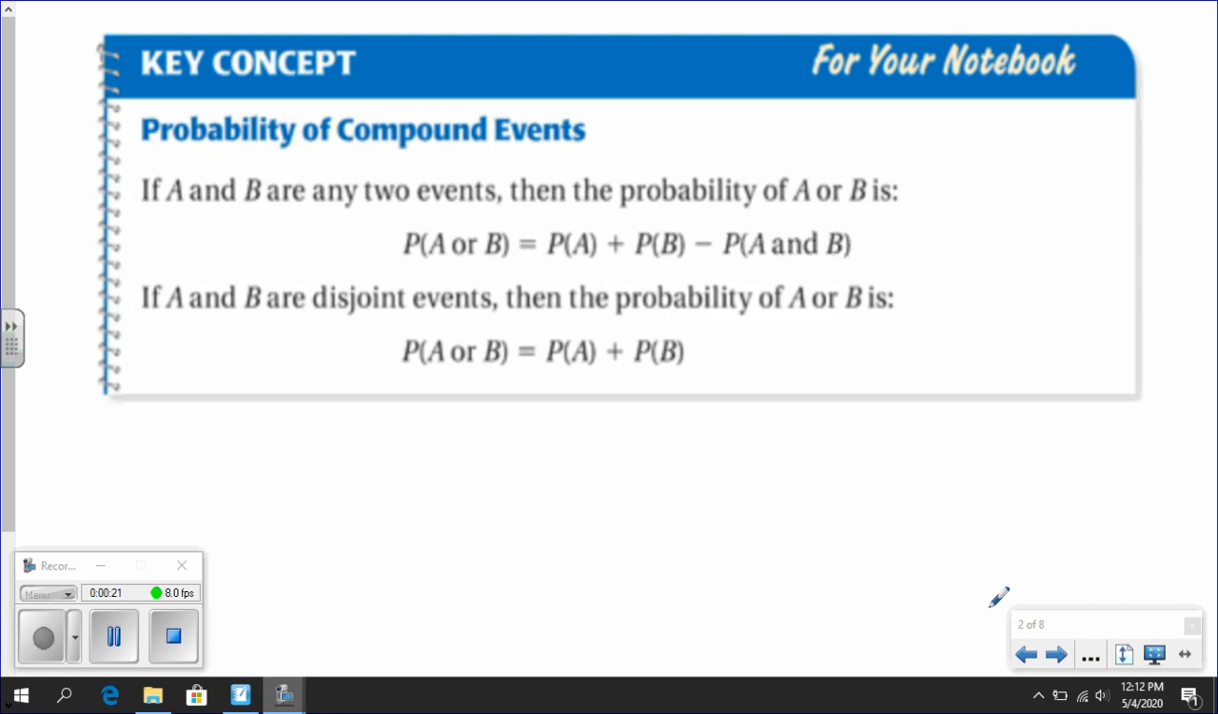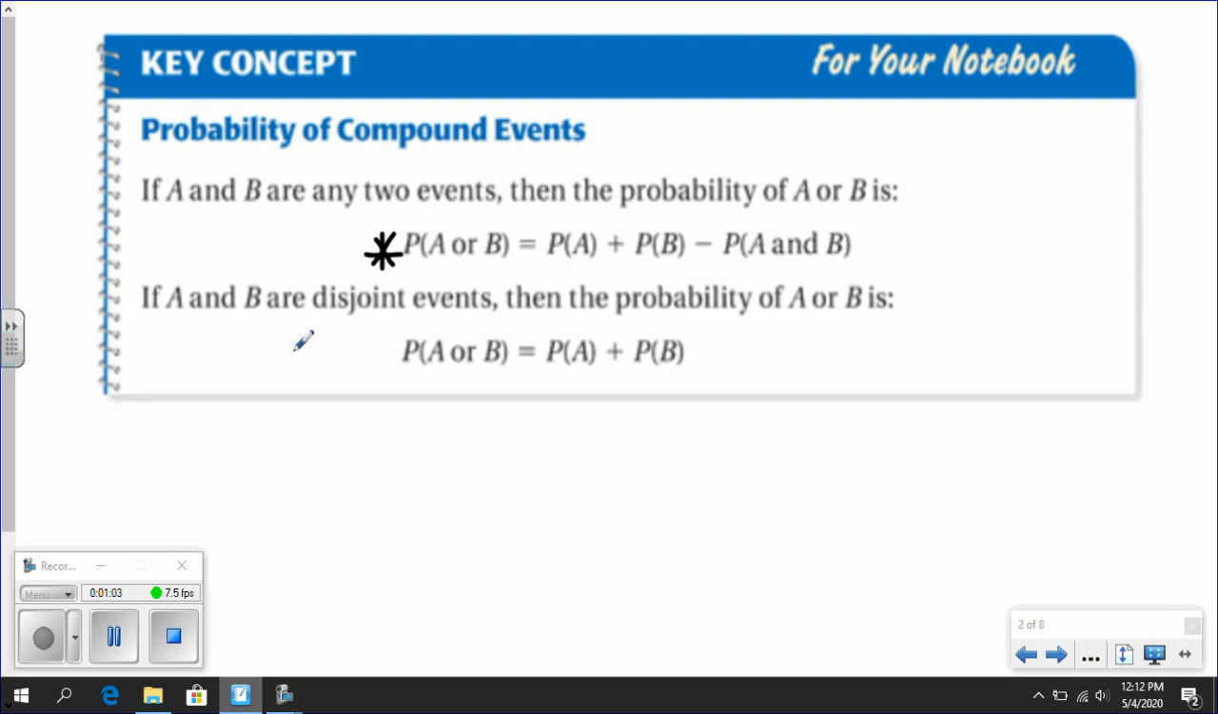So if we're trying to find the probability of event A or event B occurring, first we want to look at those two events. If those two events are overlapping, which means event A and B could occur at the same time, we are going to use this first equation here. So if A and B are two events, then the probability of A or B is equal to the probability of A plus the probability of B minus the probability of A and B. And this probability is just the probability of them both occurring at the same time.